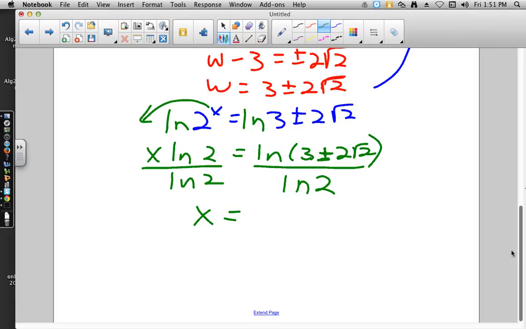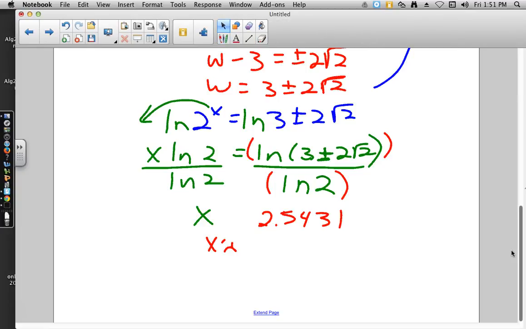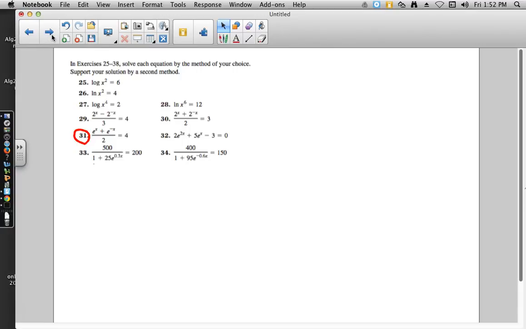So you'll have to punch in the natural log of 3 plus 2 square roots of 2 over the natural log of 2, and then the natural log of 3 minus 2 square roots of 2 over the natural log of 2. And that comes out to 2.5431, approximately, since we're doing some rounding here. And approximately negative 2.5431. Or you could put plus and minus 2.5431. So a couple of very similar problems to what we do, in fact, in the next ones.